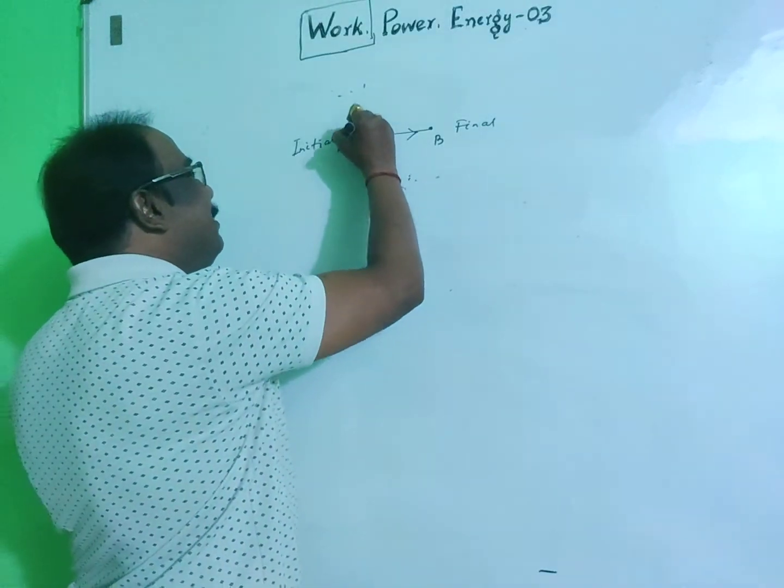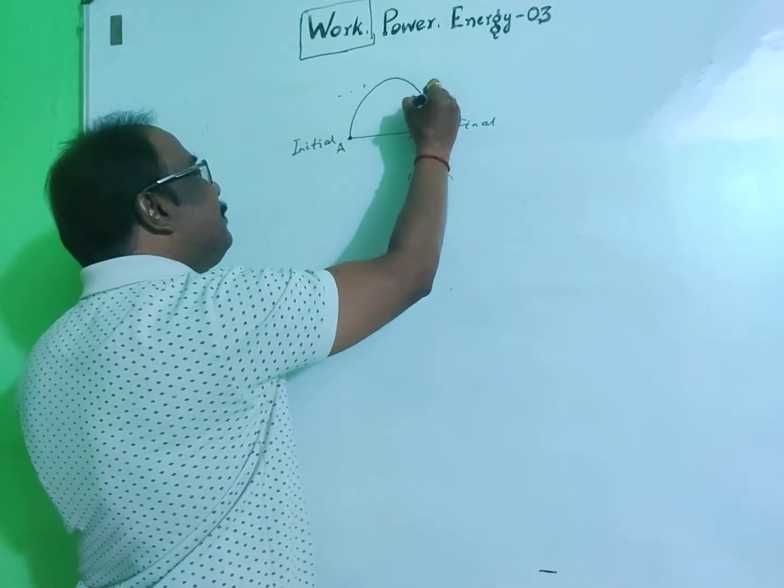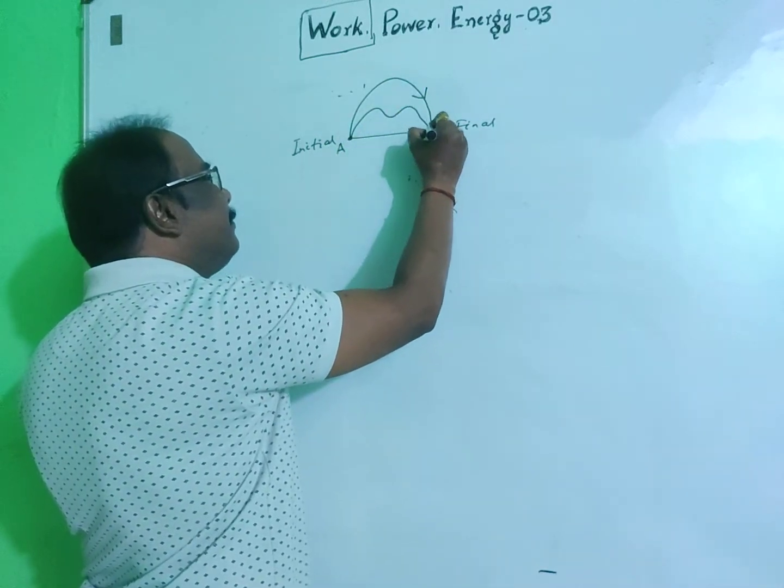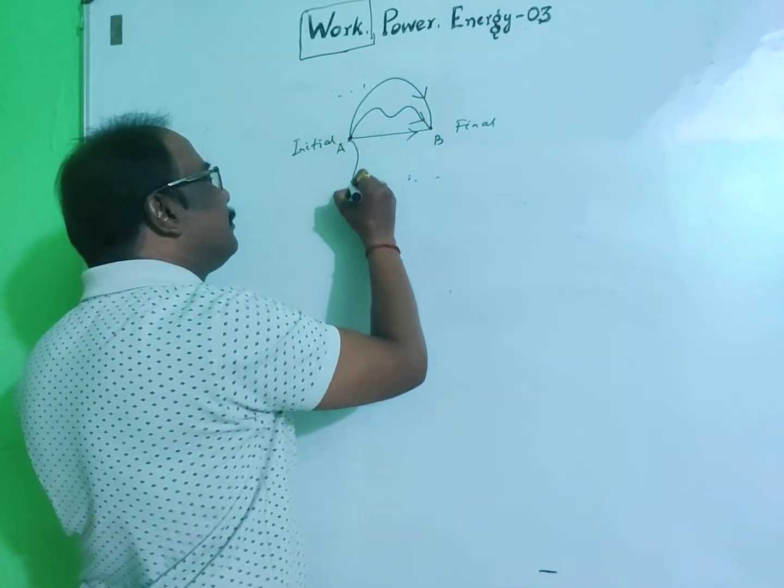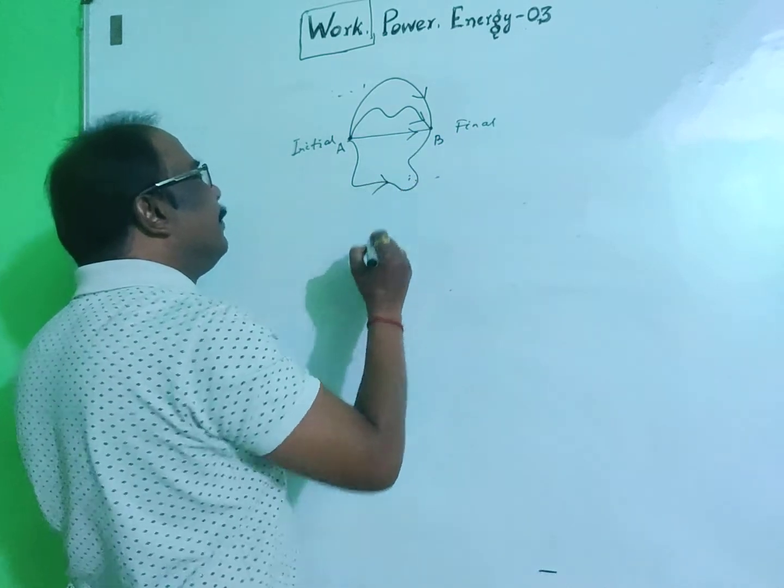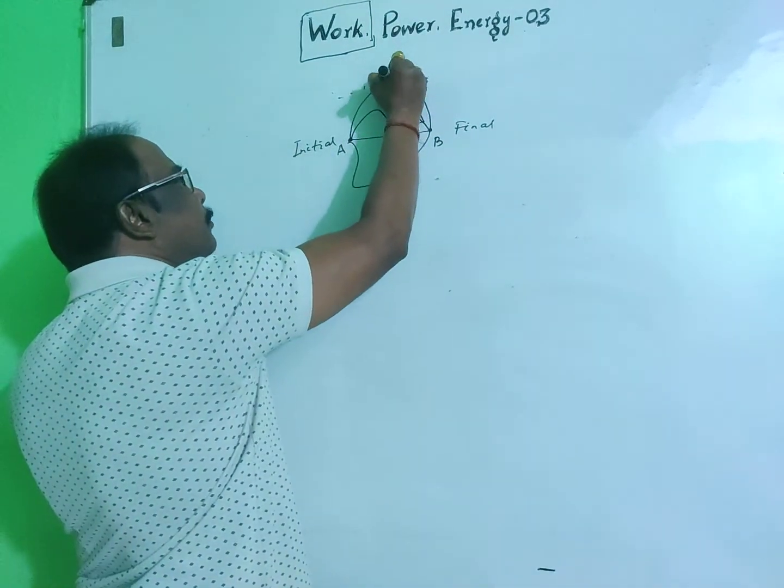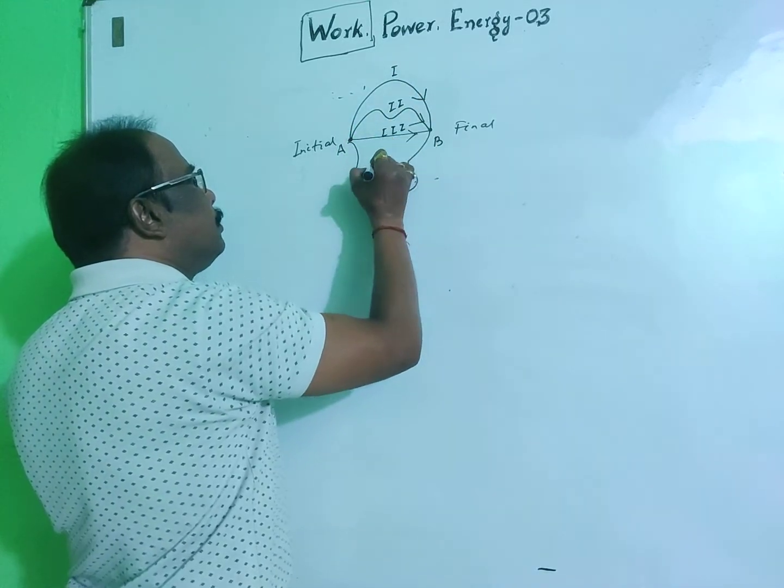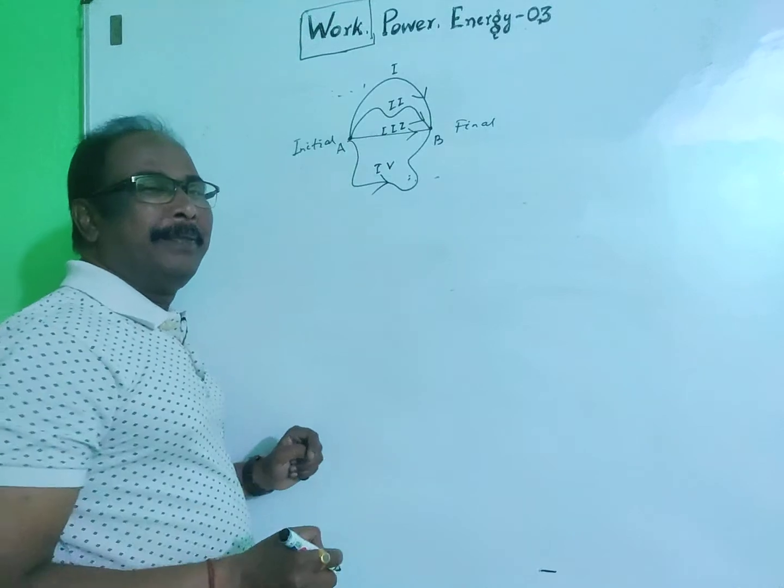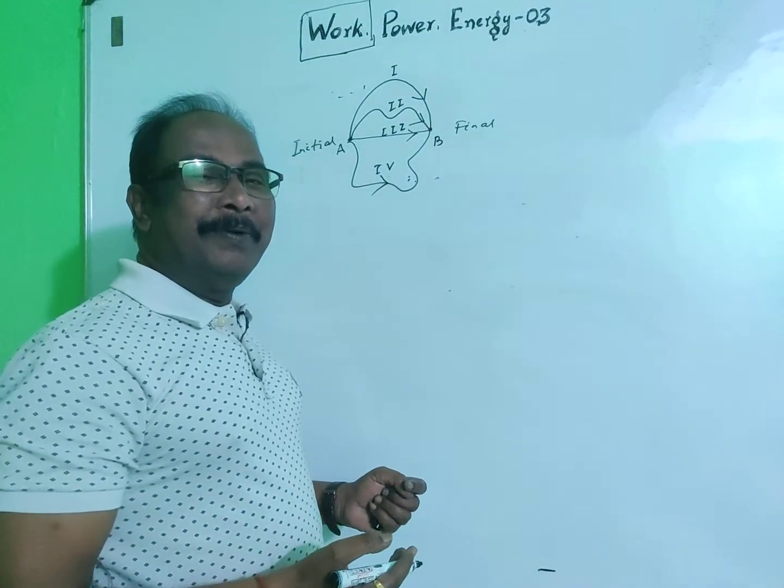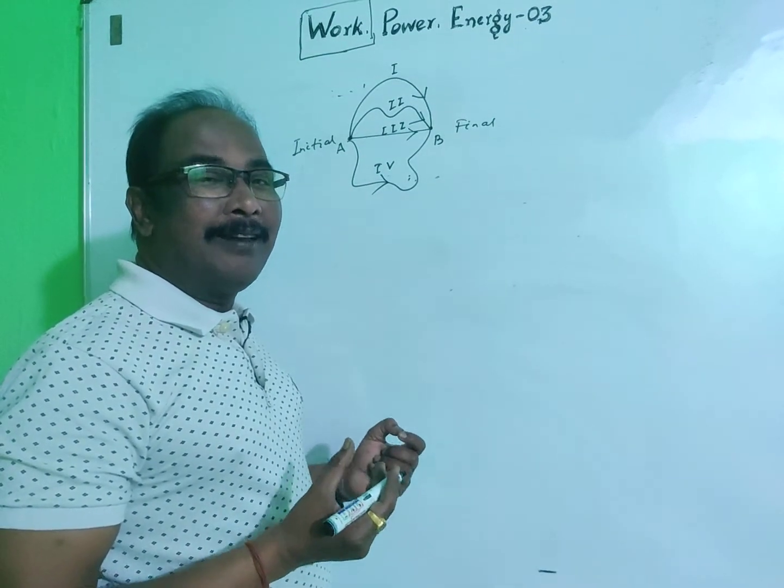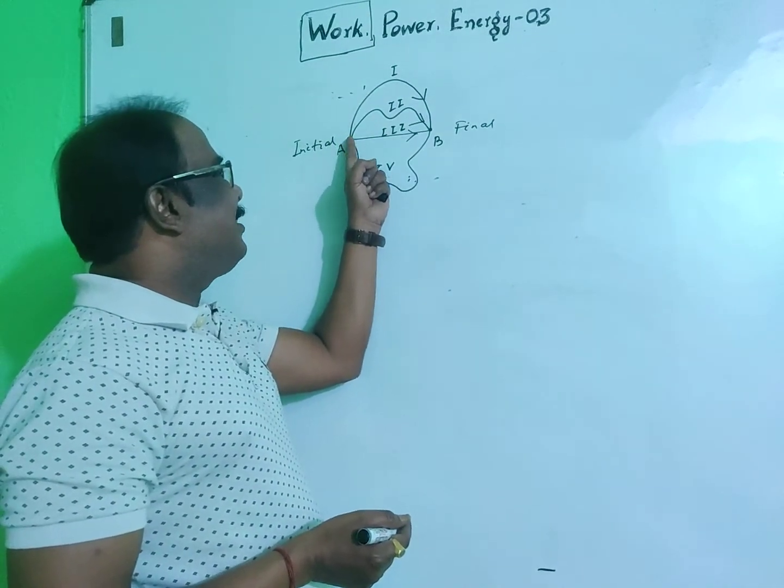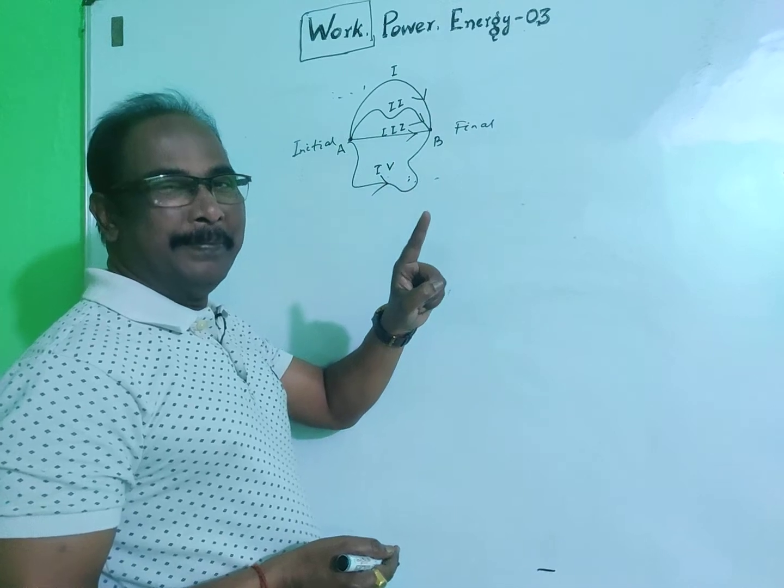And the particle may move in a semicircular path from A to B, or it may move in any irregular path like this. Whatever be the path, this is path 1, this is path 2, this is path 3, and this is path 4. So work done by a conservative force is independent of path length but depends only on the initial and final position. Okay.